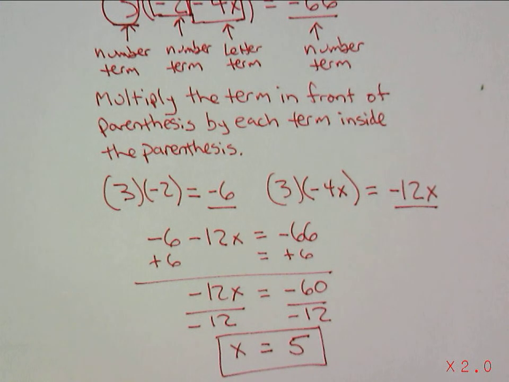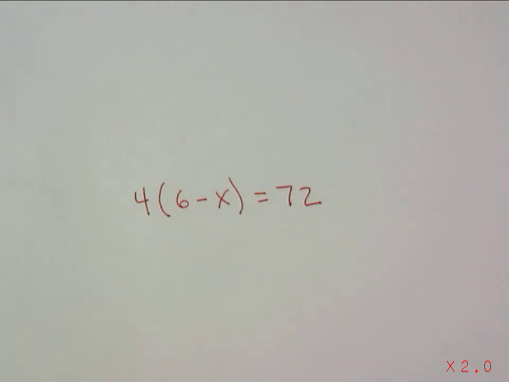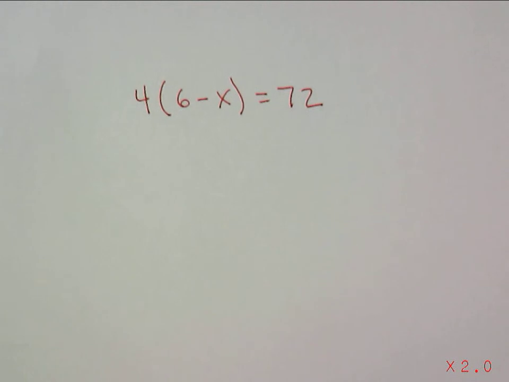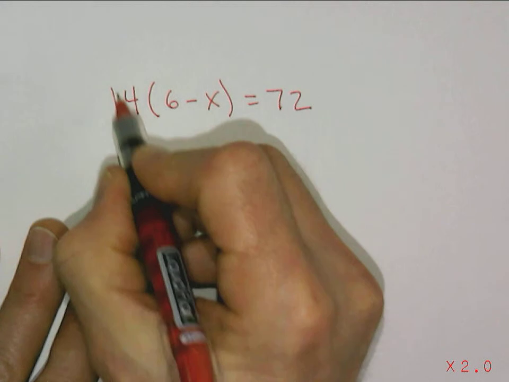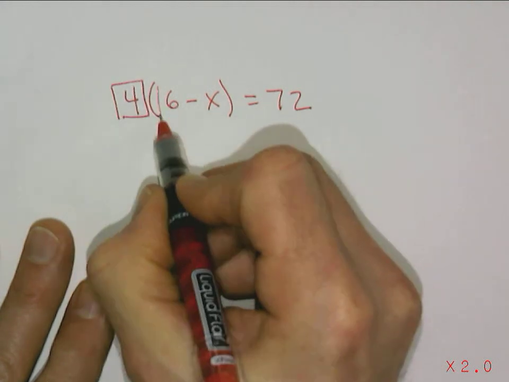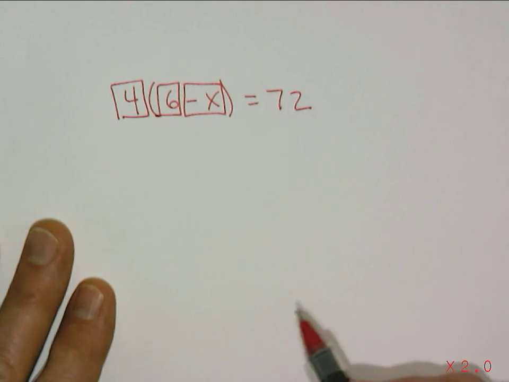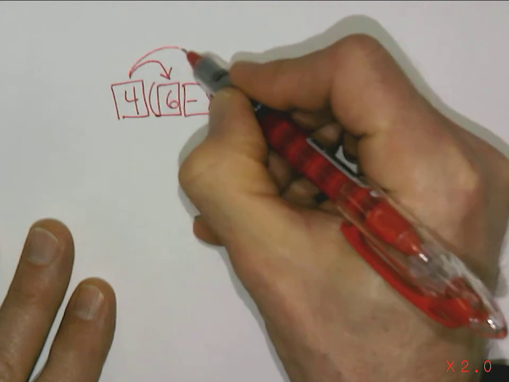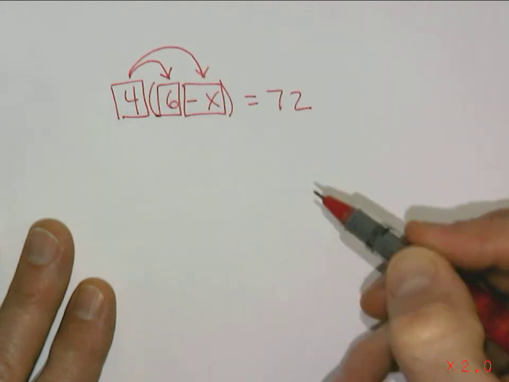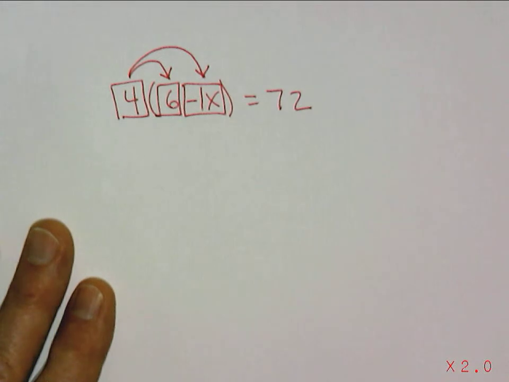And so that's how you deal with equations with parentheses. Now, let's do another example, just to make sure we have this idea down. So the idea, again, is to multiply the term in front of the parentheses by each term inside the parentheses. So this one might be a little more confusing because we have a 4 times a 6 and a 4 times a negative 1x. Sometimes people don't understand that there's really a 1 in there, so I'm going to go ahead and put the 1 in just to help.